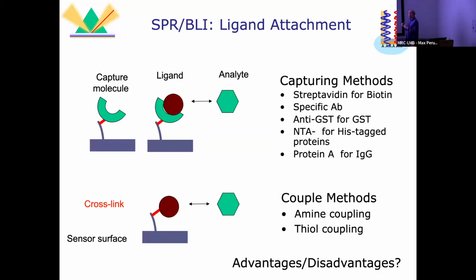So with coupling methods, you're going to directly cross-link your ligand onto the surface with different cross-linkers. The advantage of that, of course, is that you've got it on there, and it is stuck. And as long as your protein is good for the length of the experiments, you can do lots and lots of experiments, take it off, put it in the fridge, come back, run it again.